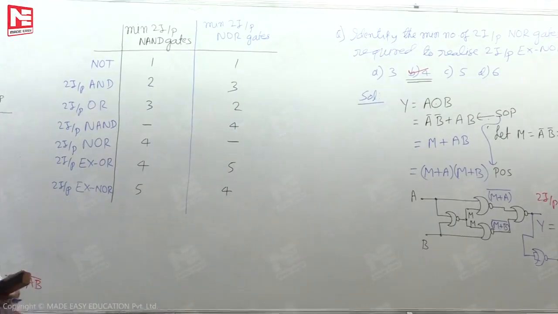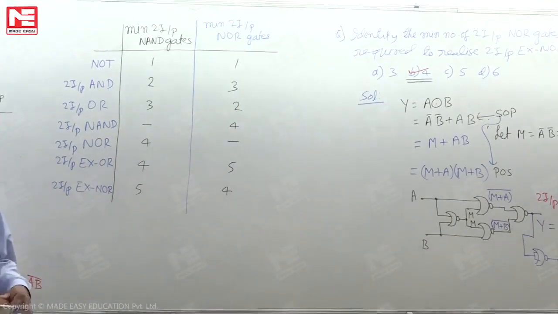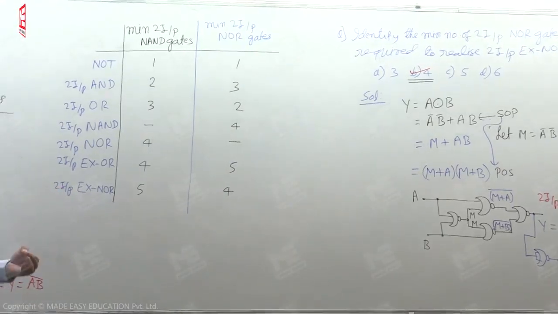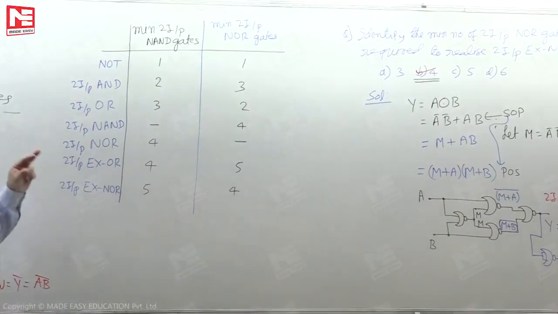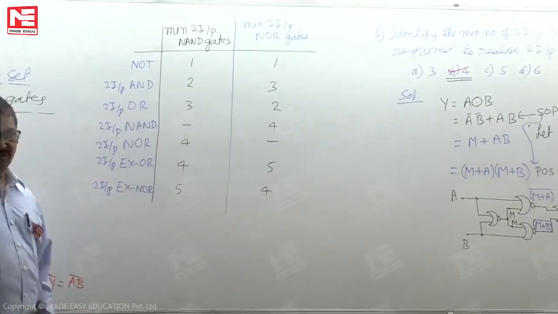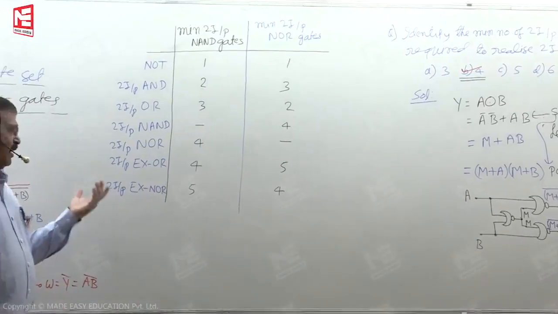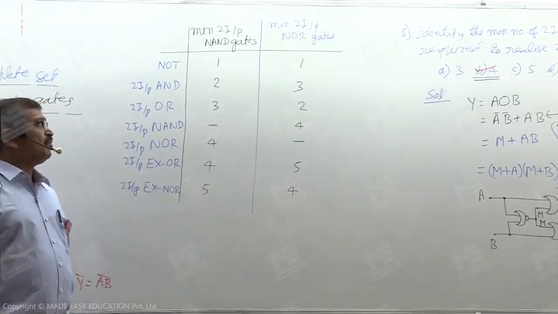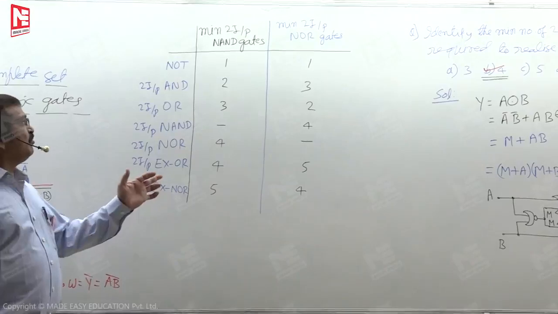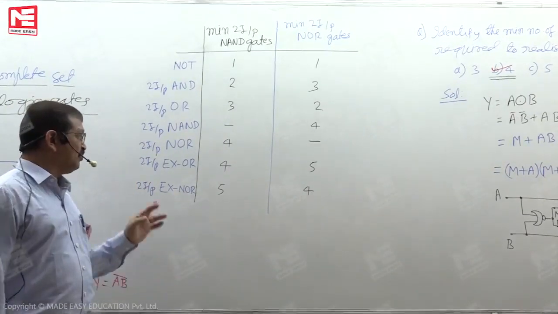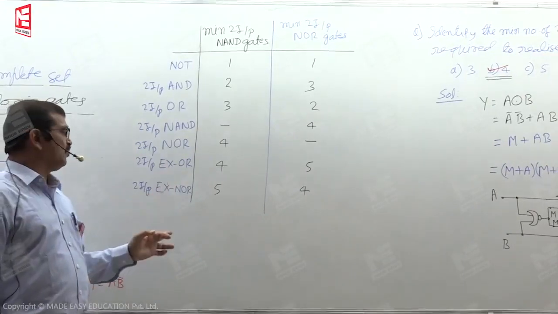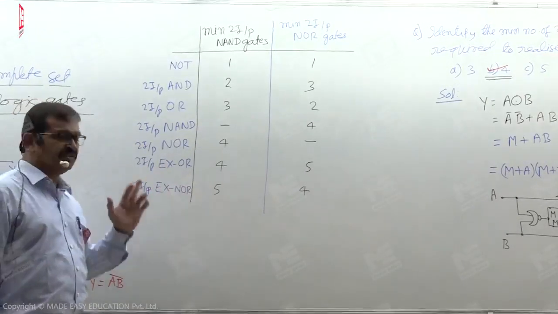As I said already, you will be having a few standard questions without any work. Just remembering these numerical values, you need to speak the answer, particularly about this exclusive OR and exclusive NOR. Exclusive OR with the minimum number of 2 input NOR gates 5. With the minimum number of 2 input NAND gates 4. Similarly, exclusive NOR with the minimum number of NOR, it is 4. The number of NAND it is 5.